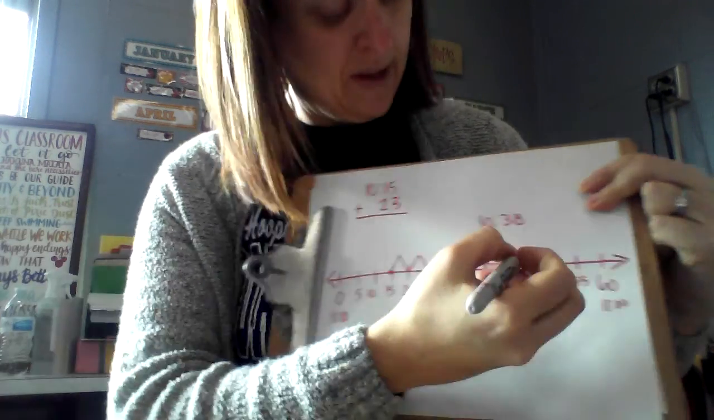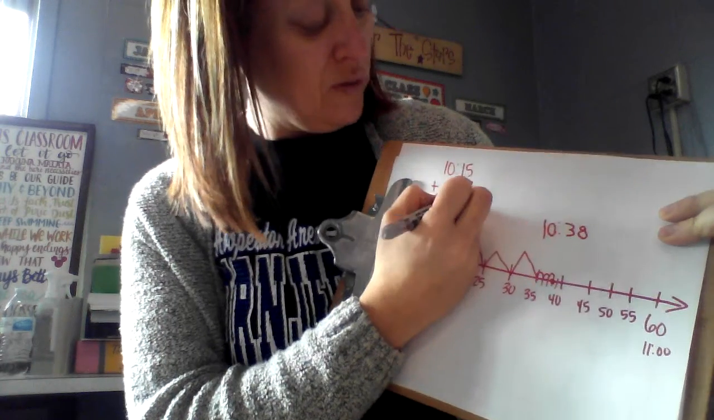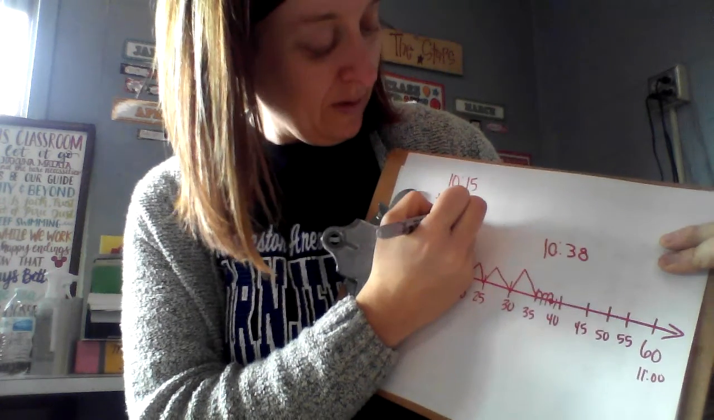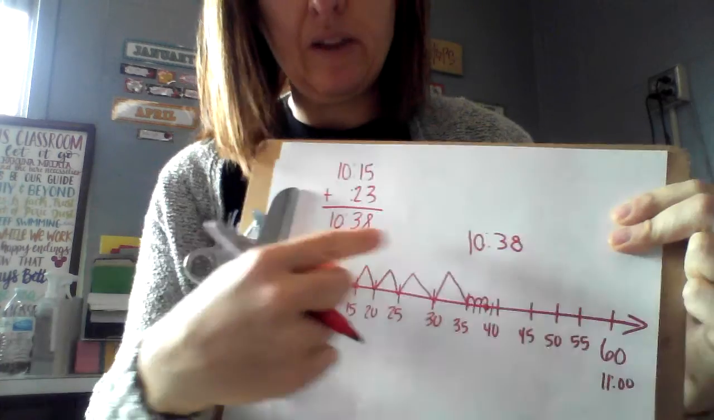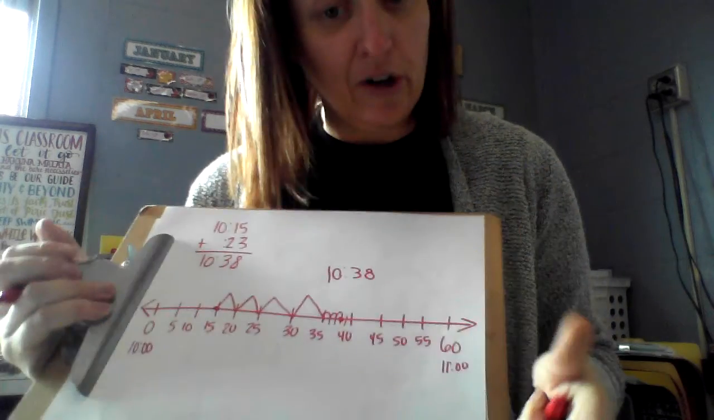So 5 plus 3 is 8. 2 plus 1 is 3. I bring down my 10. Again, either way, I get the same answer.